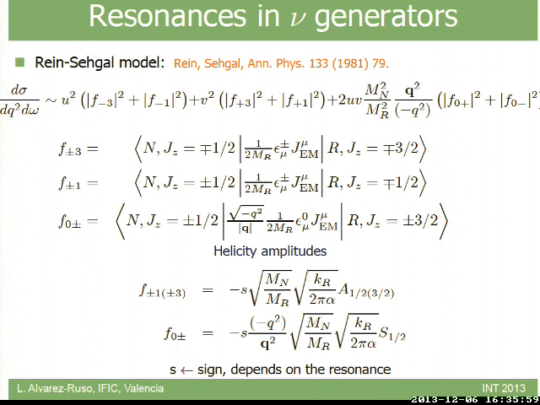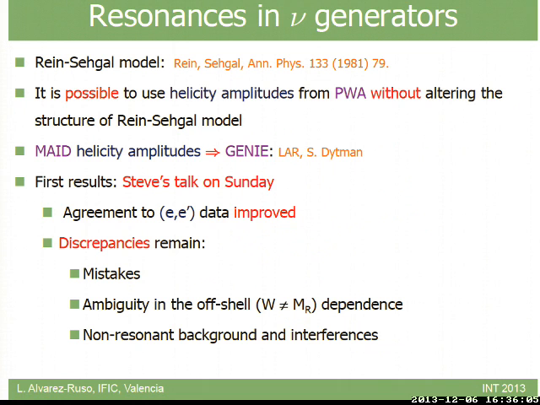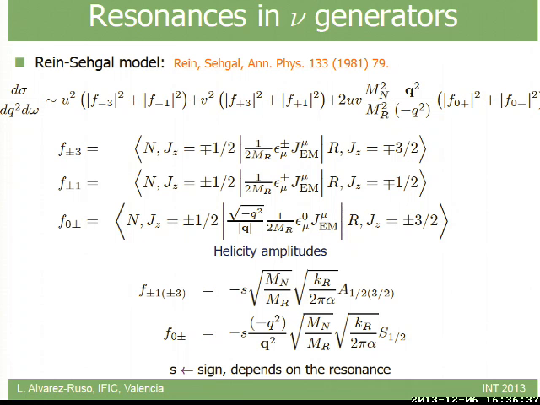And what this means is that it is possible to implement the helicity amplitudes from electron scattering experiments without touching really the basic structure of the codes, which is probably what anybody wants to do. So we have tried to pursue this path with Steve in the last few months, and we already have some preliminary results. So the idea is simply to replace where Rein-Sehgal had some tables for these Fs.